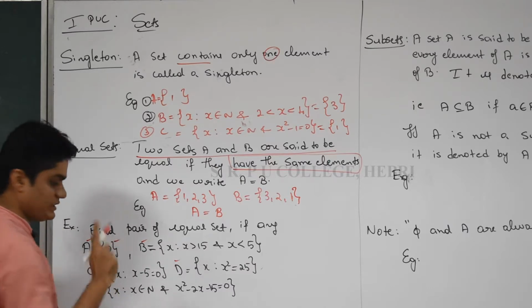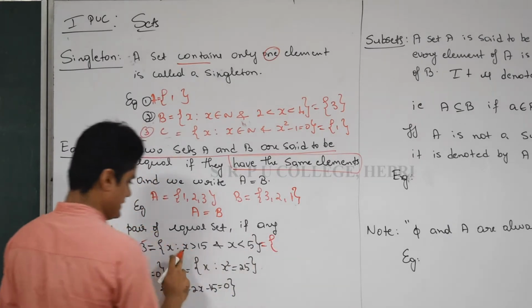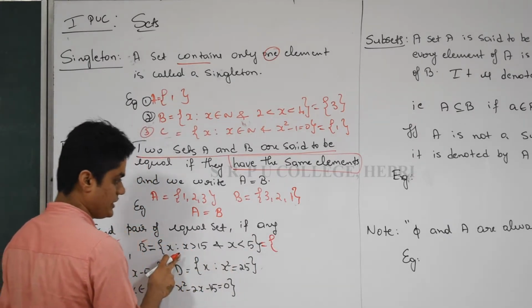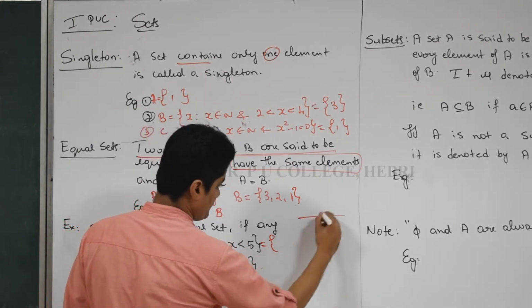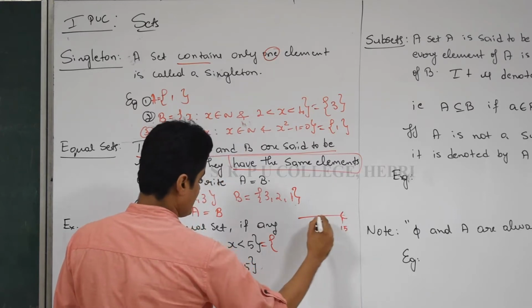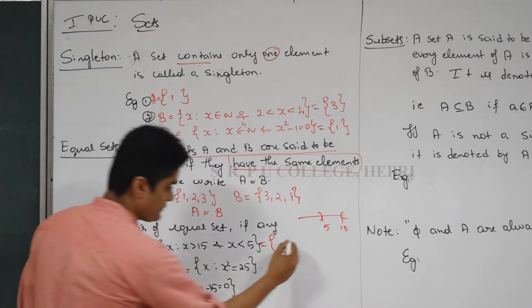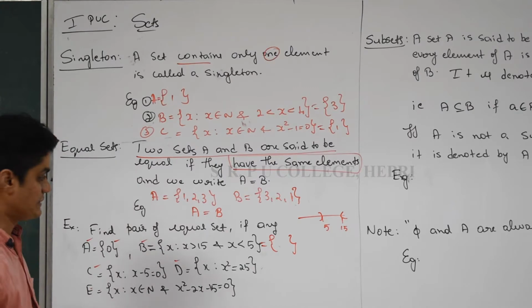So this is a set with a singleton, that's 0. What are the elements of this set? X is greater than 5 and less than 15 in one reading, and here x is greater than 15 and less than 5, and it's an integer. If you take a number line, this is 5, this is 15. It should be greater than 15 and less than 5. Is it possible? Definitely no. So no element: this set is an empty set.